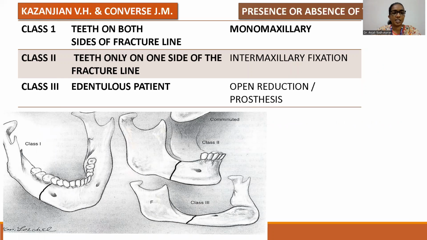Now, next is the Kazanjian and Converse classification. It is based on the presence or absence of teeth. Class 1 is when there are teeth on either side of the fracture line. These can be monomaxillary fractures, and they can be treated with a single jaw treatment. Class 2 fractures have teeth only on one side of the fragment, and the other side is edentulous. Class 3 is in an edentulous patient. Edentulous fractures are treated with either prostheses like Gunning splints or open reduction. We'll come to all that later.